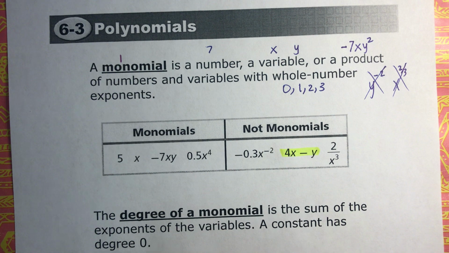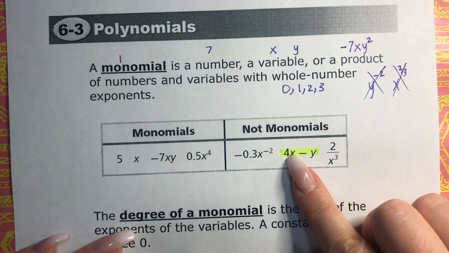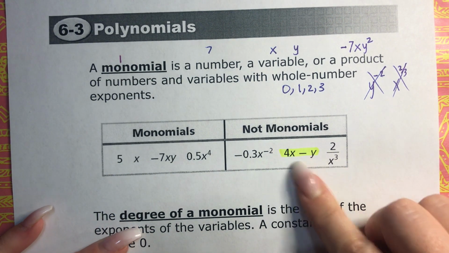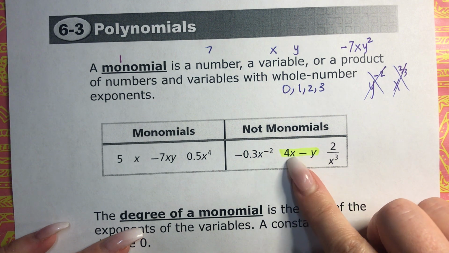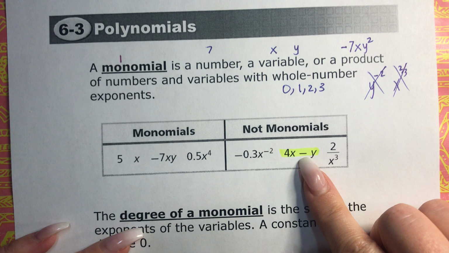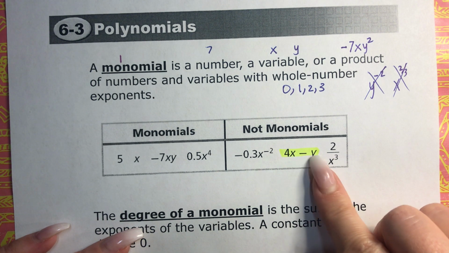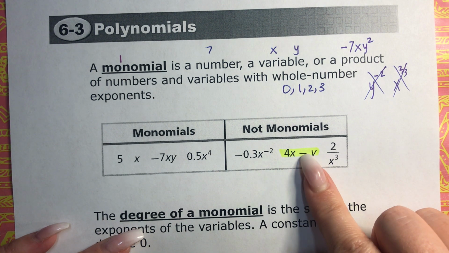This is not a monomial because a monomial has to be one thing. It would have to be 4x times y, and they're not related through multiplication. They're related through subtraction. So anything that's related through subtraction or addition is not a monomial.